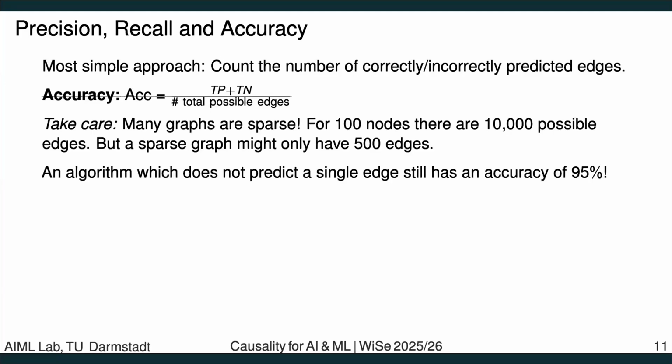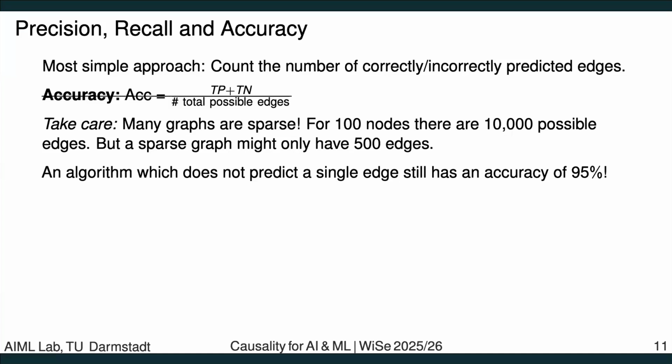Let's assume we have 100 nodes, then we have 10,000 possible edges. And just assume we have a sparse graph with only 500 edges and an algorithm which does not predict anything. So it doesn't predict a single edge. Then, because we have so many possible edges which are just not there, these 500 edges that we mispredict don't influence the accuracy that much. We still have a 95% accuracy, and that might be a problem.